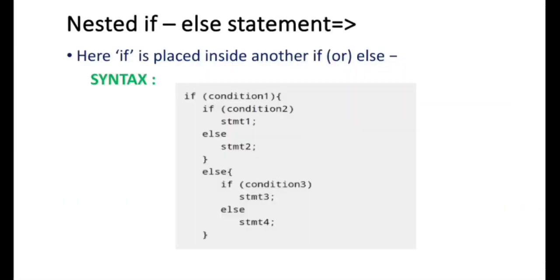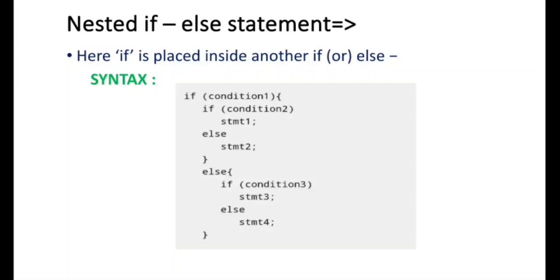And the next one is the nested if else statement. Here in this statement, an if is placed inside another if or else, that means in the if statement another if is being defined. So the syntax for this can be given as: we write condition 1, open braces, and in those braces we write if again, condition 2, and then statement 1. For the second if part, we write the else statement.